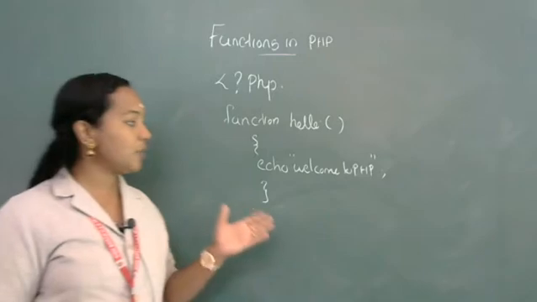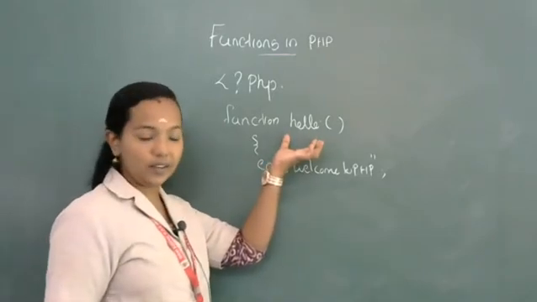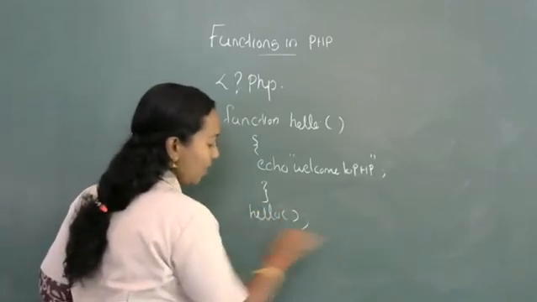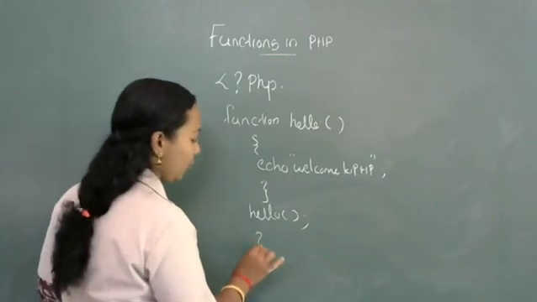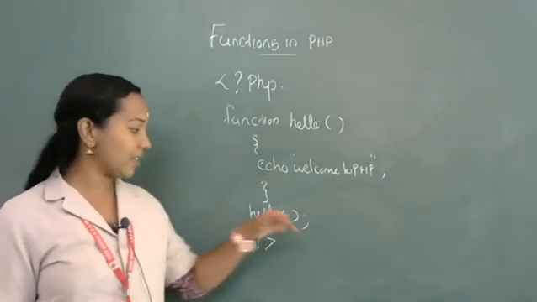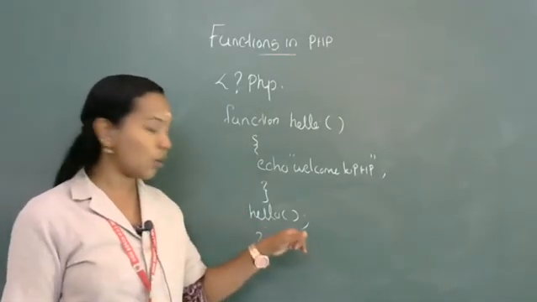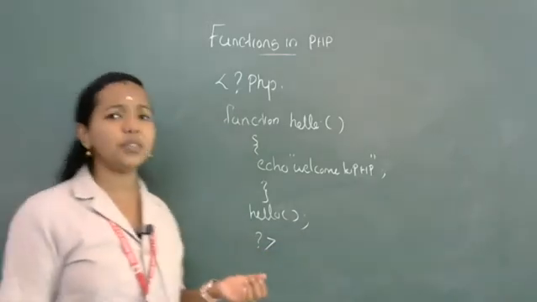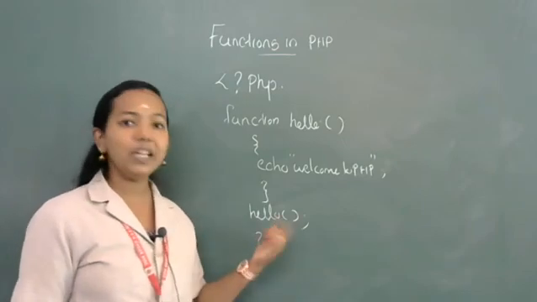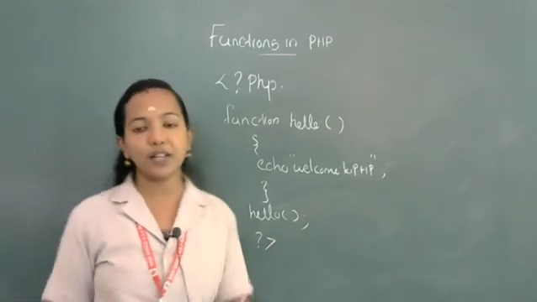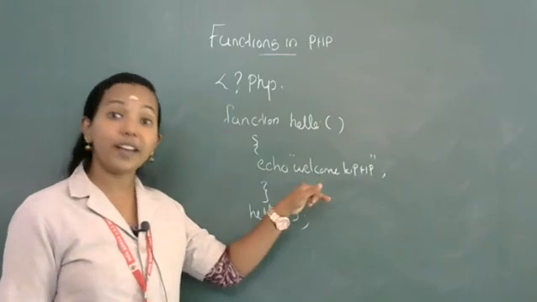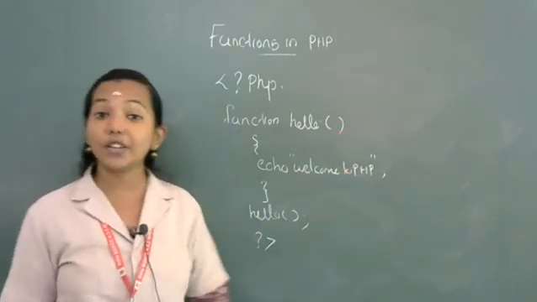Then suppose we want to execute this, then you want to call this function. So immediately after the closing bracket I am going to use hello, the function name with parenthesis, and after that I am going to close the PHP program. When we execute this program we will get the statement welcome to PHP, because immediately after the function we are calling the hello function. So this is a function call and this is a function definition, and the first line is the function header.